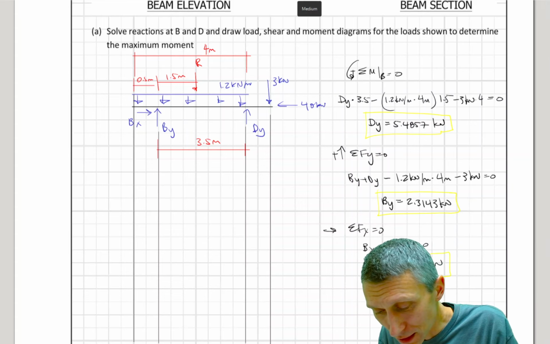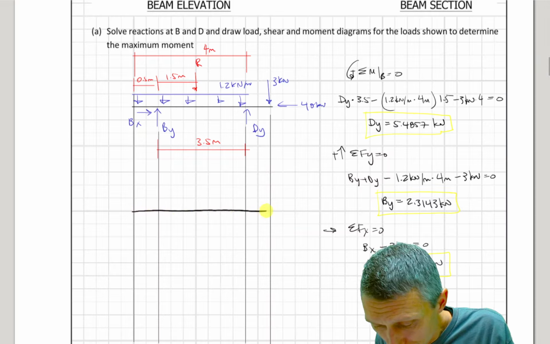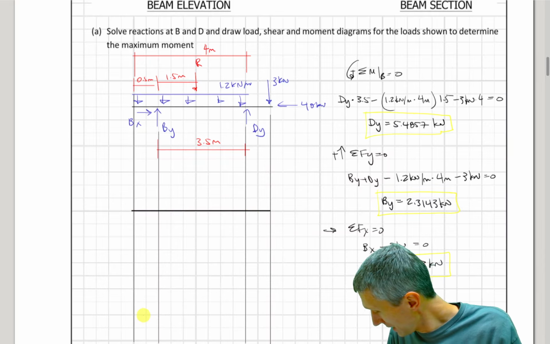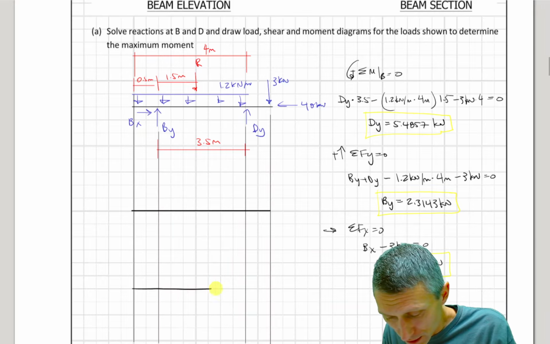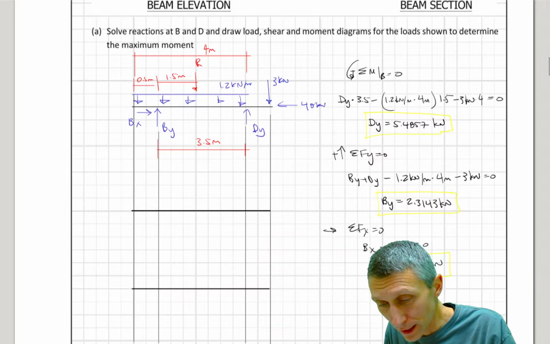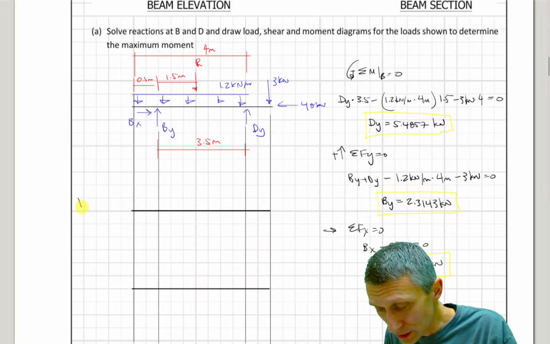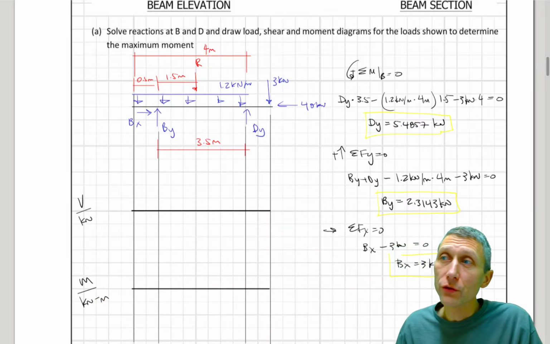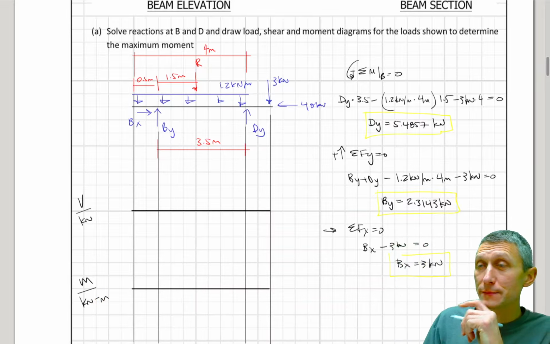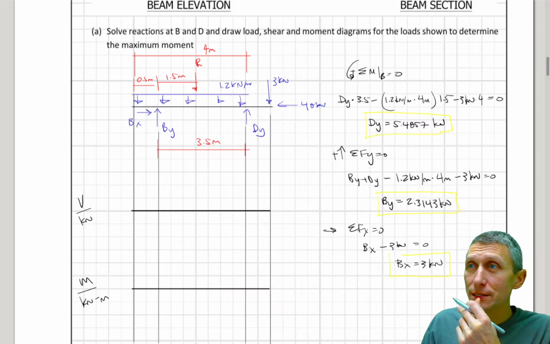But let's think about this here. I'm going to have a shear diagram that looks like this, and I'm going to have a moment diagram. And these are just arbitrary lines that I'm going to draw across here. I'm going to call this shear in kilonewtons. I'm going to call this moment in kilonewton meters. Okay, so this is my setup.